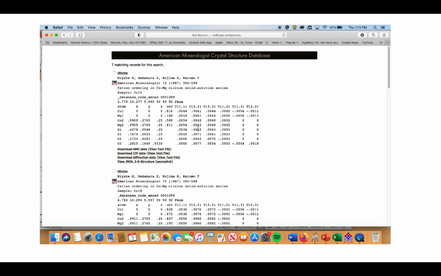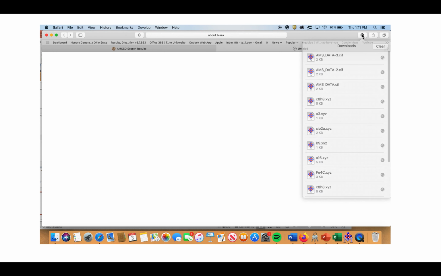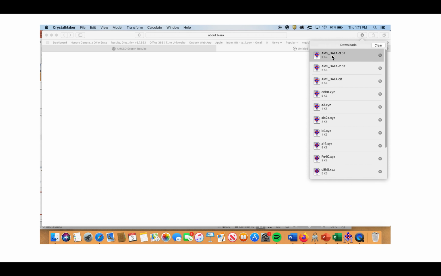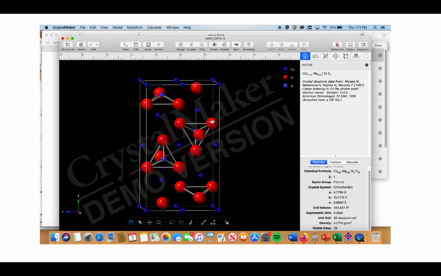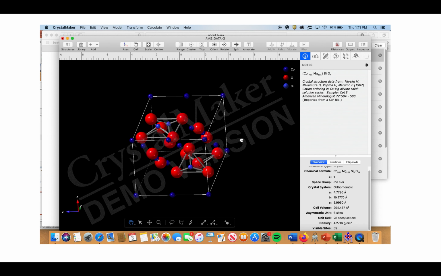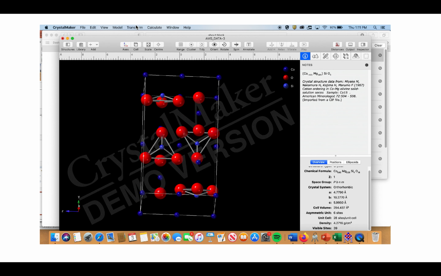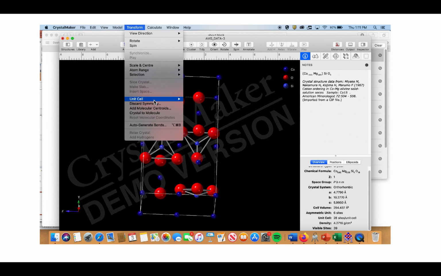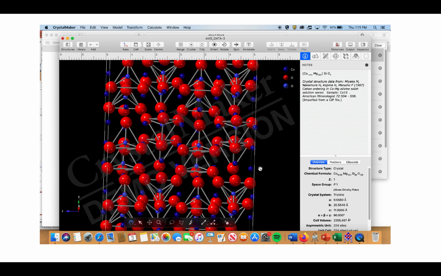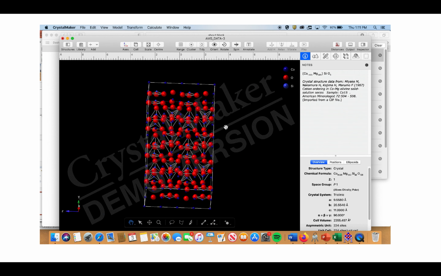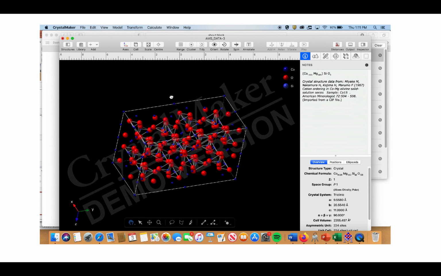It also gives me the option of downloading what's called a CIF file. I'm going to click on that. That's another file that CrystalMaker is going to be able to recognize. Here's our unit cell for olivine. One other aspect that I'm going to manipulate here. First of all, it's great because it allows me to generate a supercell. I can expand it because it has the information about what the unit cell is. It's not simply an XYZ file.